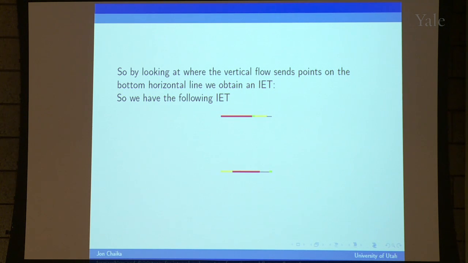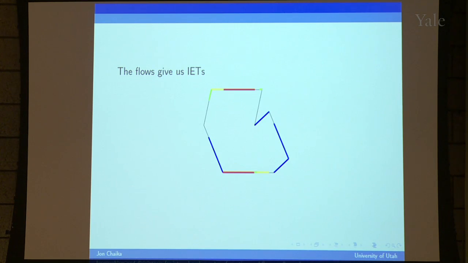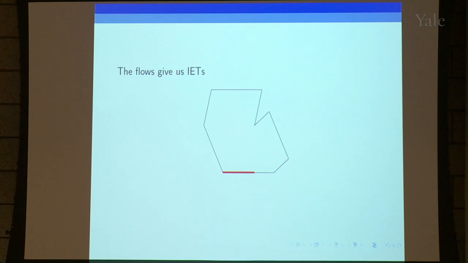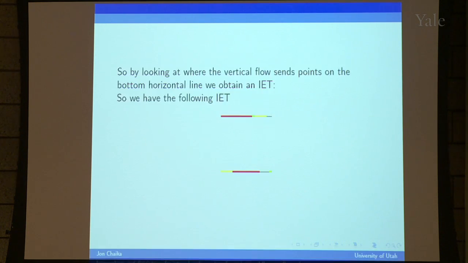Okay. And there's also a space of these. I could have varied my angles between the sides. I could have moved things a little bit, or stretched and shrunk the lengths, still keeping parallel sides parallel and of the same length, so things are moved in pairs. And I could get a whole local neighborhood of flat surfaces.